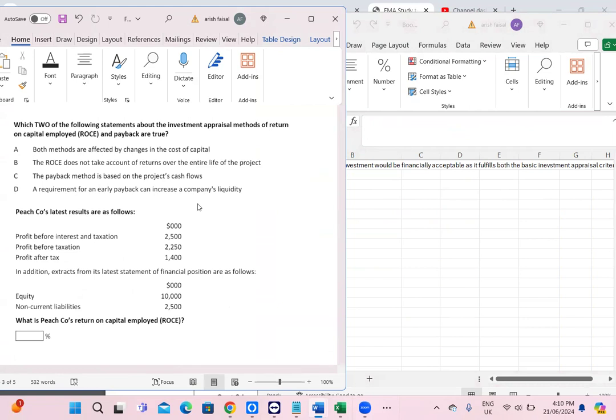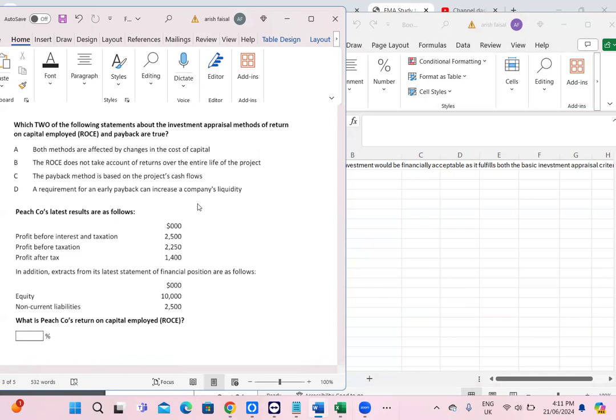Both methods are affected by changes in the cost of capital. Now, ROC and payback don't consider the cost of capital. That's basically NPV, IRR, and the discounted payback. So the discounted cash flow techniques are affected by the cost of finance or the cost of capital. So ROC and payback have nothing to do with the cost of capital. So that's wrong. ROC doesn't take account of returns over the entire life of the project. That's also false because when we were doing the ROC, we saw how much accounting returns were being made in the entire life of the project.